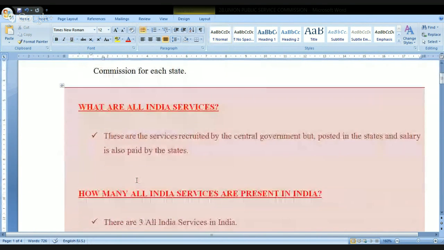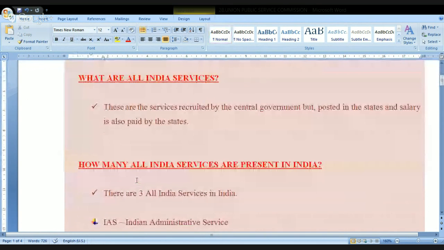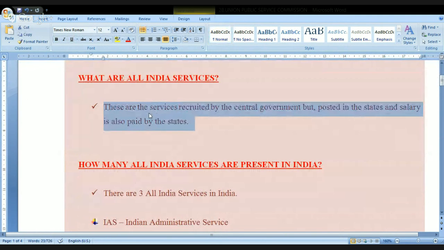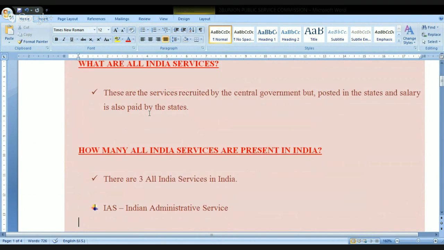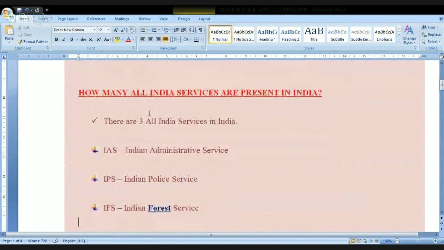I have given something. What are all India services? Look at this. So these are the services recruited by the central government, but they are posted in the states and the salary is also paid by the states. Look at this. How many all India services are present in India right now? So there are 3 all India services.